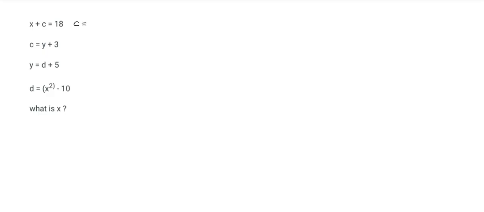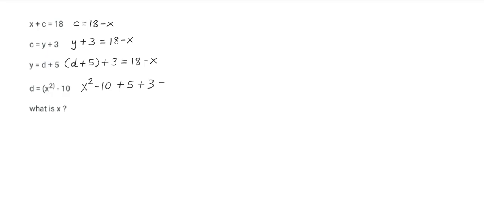So on the first line, we will solve for c. So c is 18 minus x. And then we can take y plus 3 and make this equal to c, which is also 18 minus x. Then we can substitute y, d plus 5 into y. So we get d plus 5, then plus 3 is equal to 18 minus x. And then we can substitute d as x squared minus 10, then plus 5 plus 3 is equal to 18 minus x.